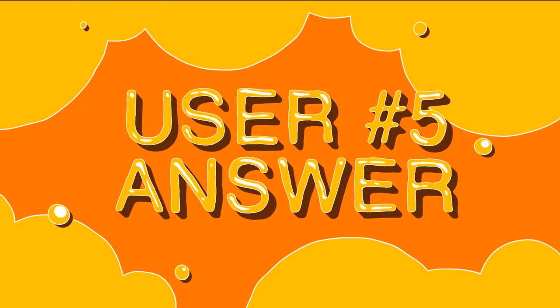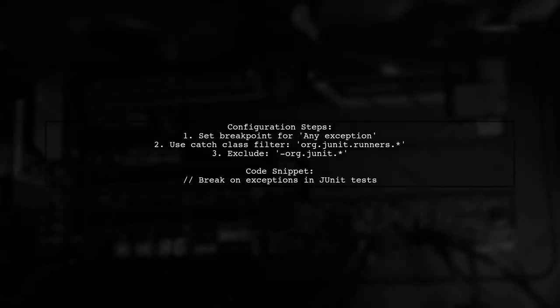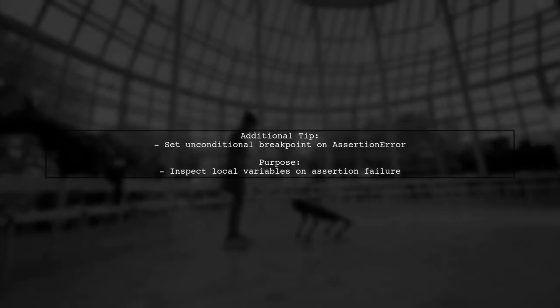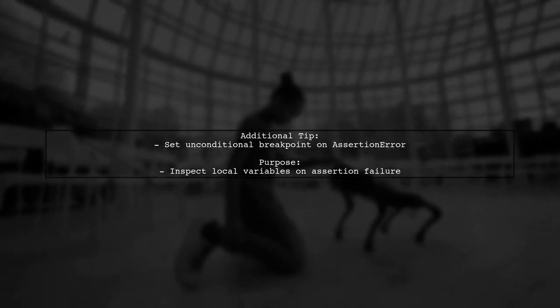Let's now look at another user-suggested answer. To configure IntelliJ IDEA to break on exceptions in JUnit tests, set a breakpoint for any exception. Use a catch class filter for org.junit.runners and exclude org.junit, to avoid JUnit's internal exceptions. Additionally, it's helpful to set an unconditional breakpoint on caught and uncaught assertion errors. This allows you to inspect local variables when an assertion fails.